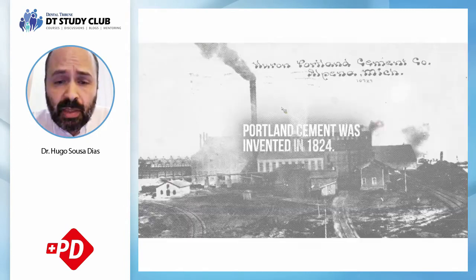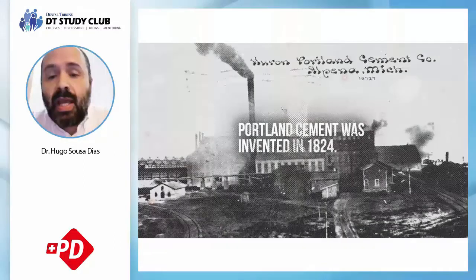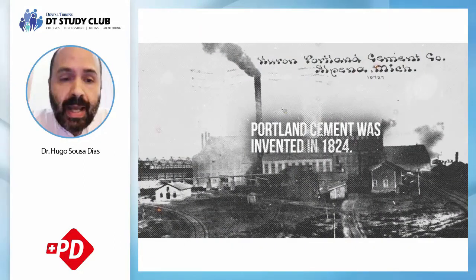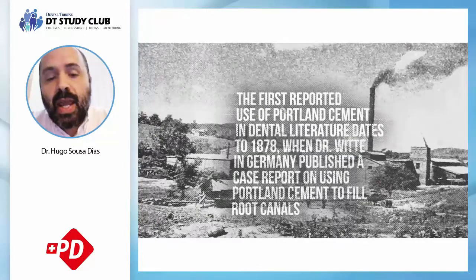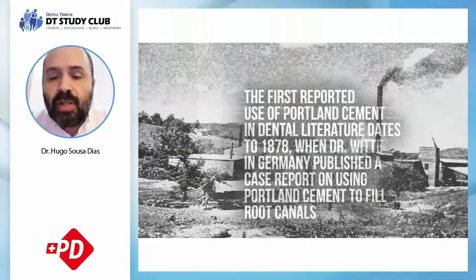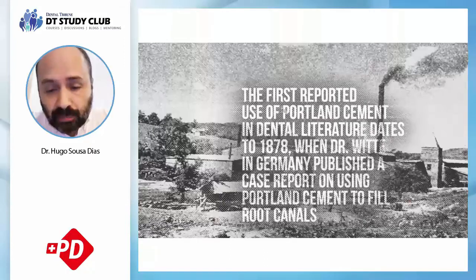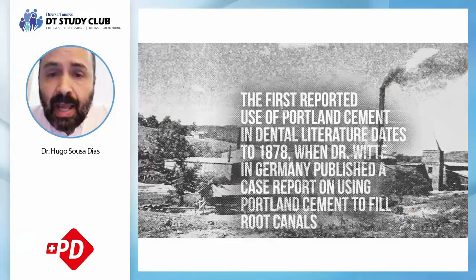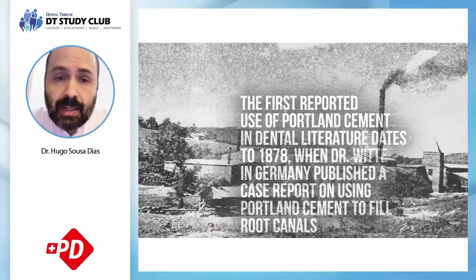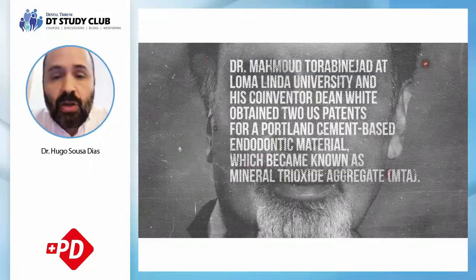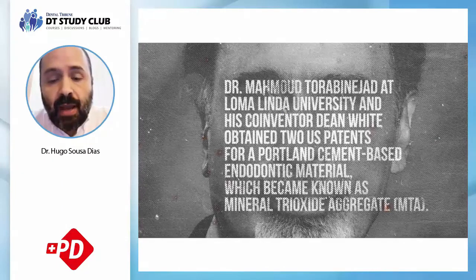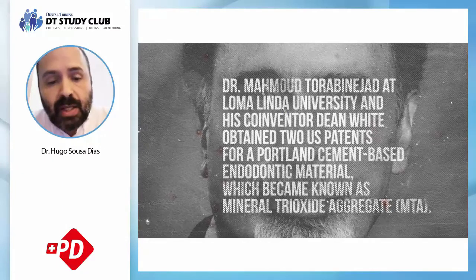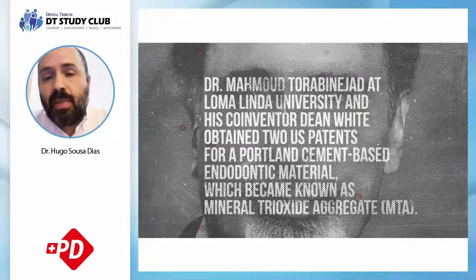Portland cement was invented in 1824. The first reported use of Portland cement is from 1878 by Dr. White, a German dentist, in a German publication. And the father of modern MTA is Dr. Mohamed Torabinejad from Loma Linda University. He registered 2 patents using Portland cement.